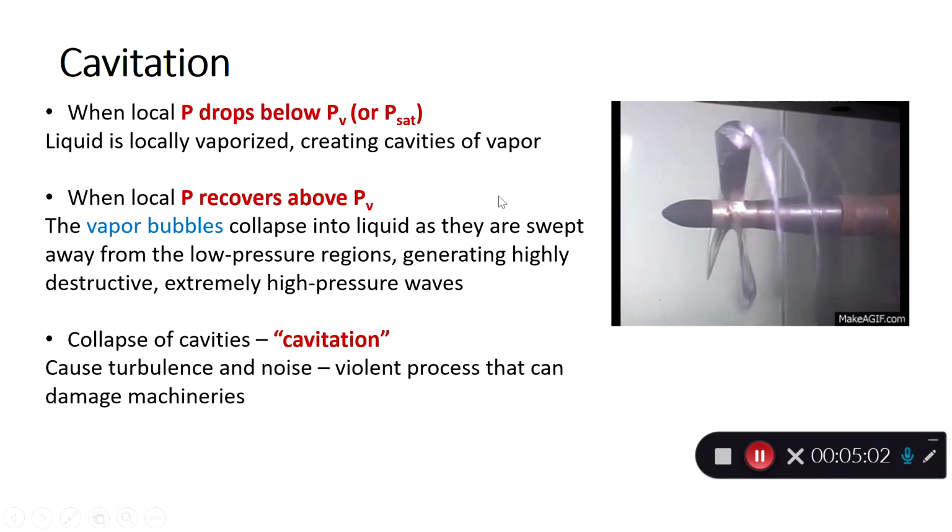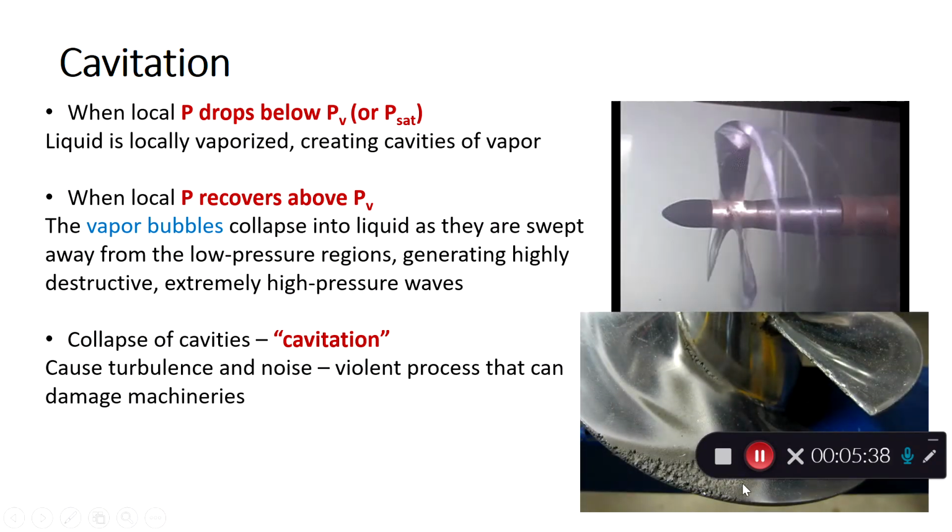This is what you get. Now, as you can see, the vapor doesn't stay. The vapor disappears, which means the pressure has recovered above the PSAT or PV. What happens to the vapor bubbles is they collapse into liquid and then they are swept away. They no longer exist. But in their collapse, they generate highly destructive and extremely high pressure waves. This collapse is called cavitation. You can't see it in this picture, but in the next one, this is a clear impact of cavitation. It is a violent process that can damage machineries. These are all caused by the collapse of these air bubbles.